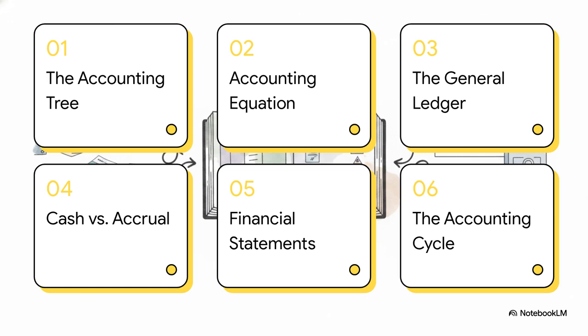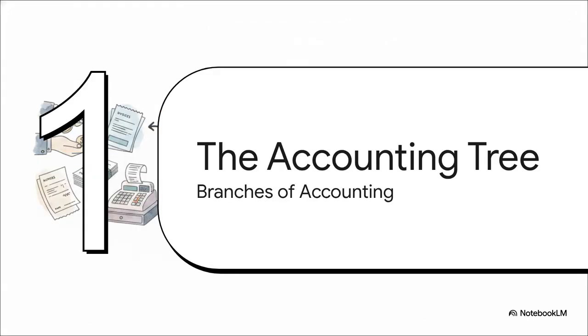Here is our roadmap for this explainer. We'll start with the accounting tree, then move into the accounting equation, explore the general ledger, tackle cash versus accrual, build out our financial statements, and finally wrap the whole thing up with the accounting cycle. All right, first up, Section 1, the accounting tree.